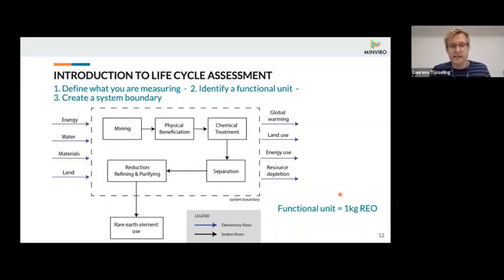So if we look at the system here, what we have within the system are the actual steps that take place in turning your natural resource into a product. So we're looking at mining, physical beneficiation, chemical treatment, separation, production, refining, and purifying until we have 1 kilogram of rare earth oxide. Associated with this, we have a number of flows coming in, which are energy, water, materials, and land. And then we have a number of flows going out as well, which are global warming potential, the use of land, the use of energy, and resource depletion.